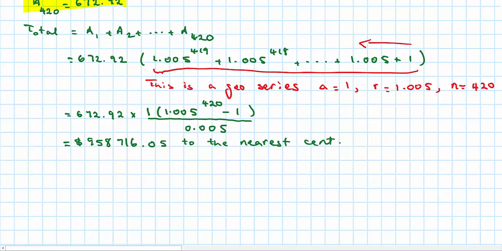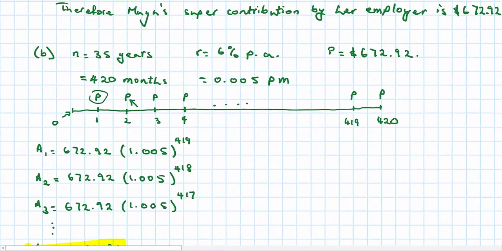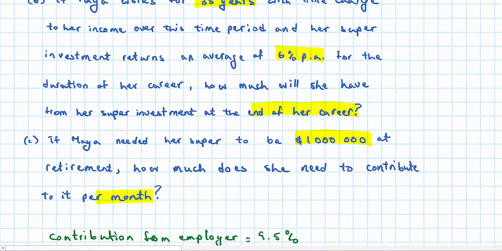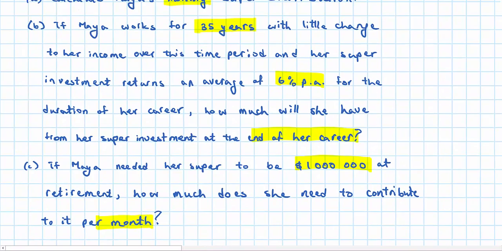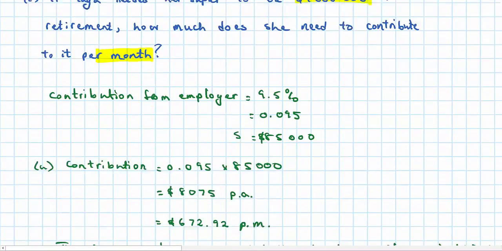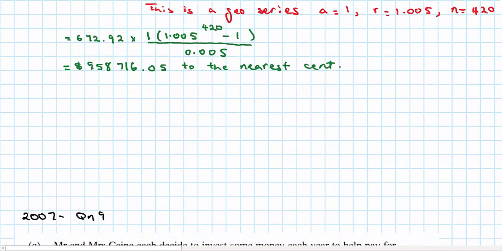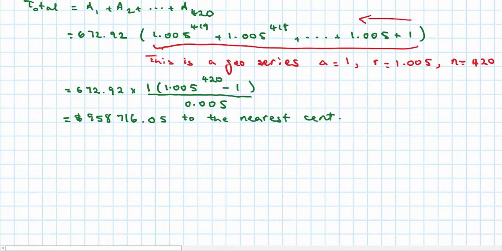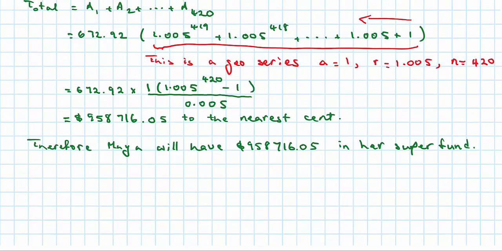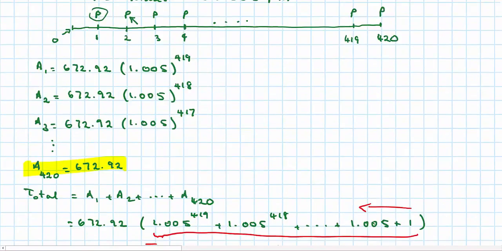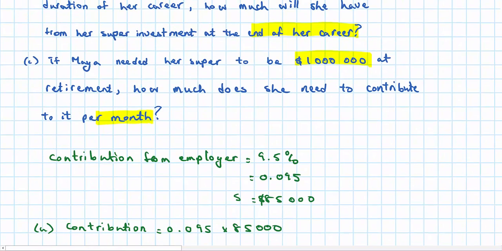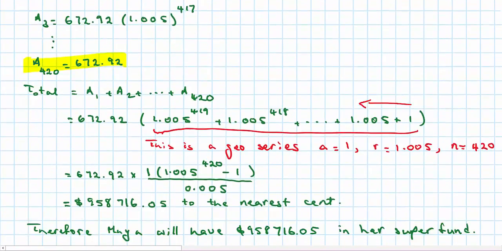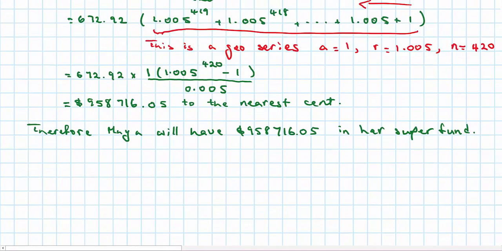So again, the question was in words. So go back to the question. How much will she have from her super investment at the end of her career? So we'll finish with the sentence answer. Therefore, the last part requires us to see how much she needs to contribute on top of her employer's, so that she has $1 million in there. Our value is pretty close to $1 million anyway.